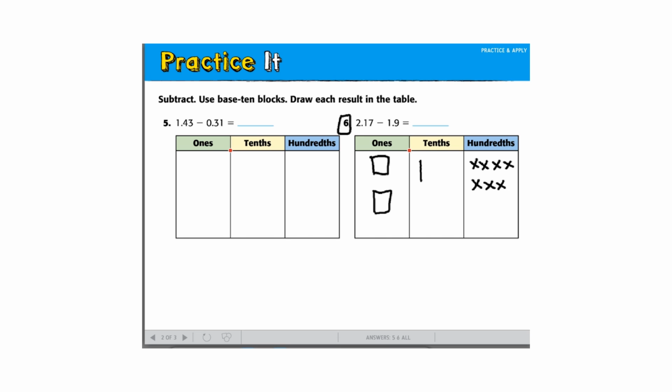So it is important to make sure that you illustrate the number correctly, right? You want to make sure that you model that first number right, because if you don't, then when you try to take something away from it, it's going to make it even harder.